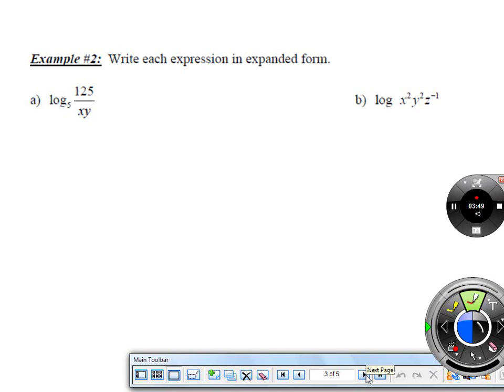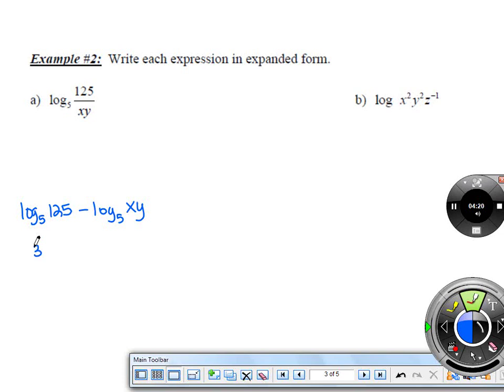Here we're kind of doing the opposite. We're going to expand it out rather than combine it together. So notice in part A we have log base 5 of 125 over x times y. So the first thing I'm going to notice is that there's a quotient there. So according to that quotient property, I can split this up into two logarithms that are being subtracted. This first logarithm, log base 5 of 125, I know is 3.